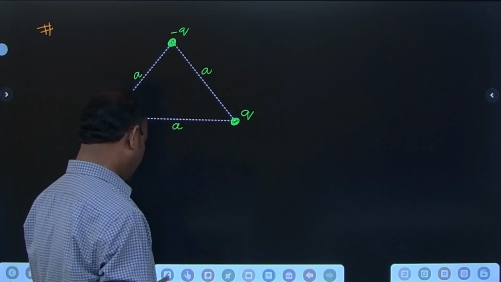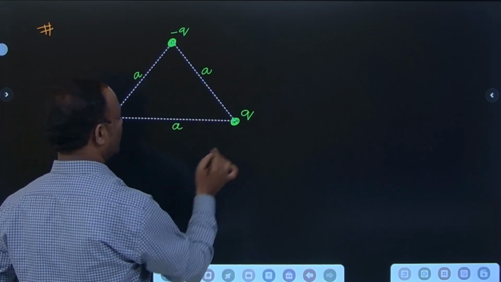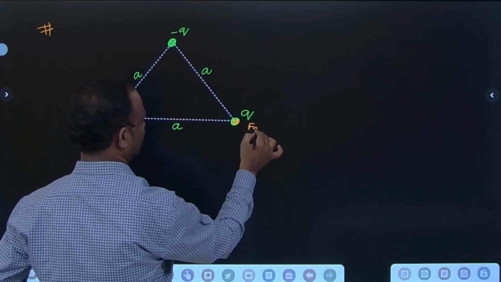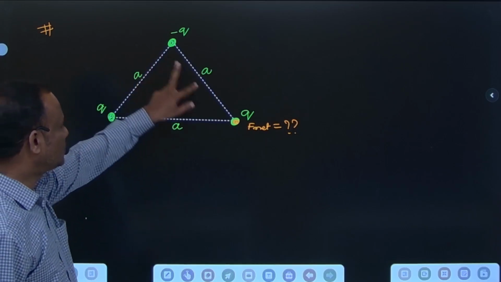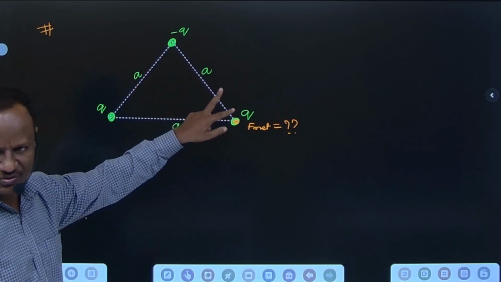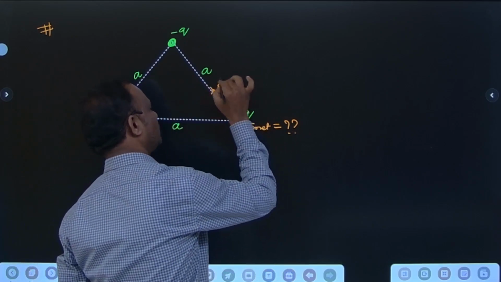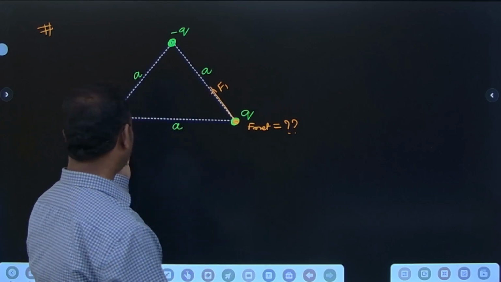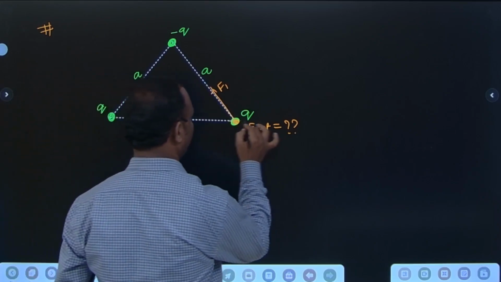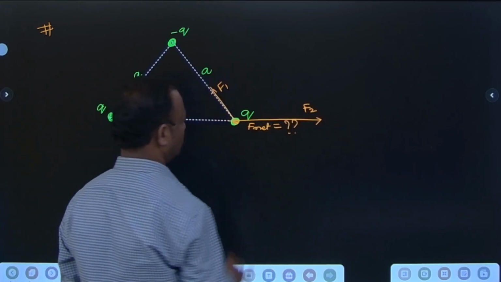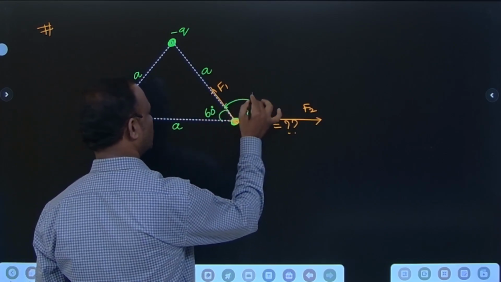But first we need to find the direction of force. Where do you want to find? I am asking, what is the F net at this corner? These two, like or unlike? Unlike. Unlike means attracted, attracted towards this, this is F1. Correct. These two, like or unlike? Like means repelled. Repelled means the force will be acting towards this. This is F2. But this angle is 60 degrees. This angle must be what?